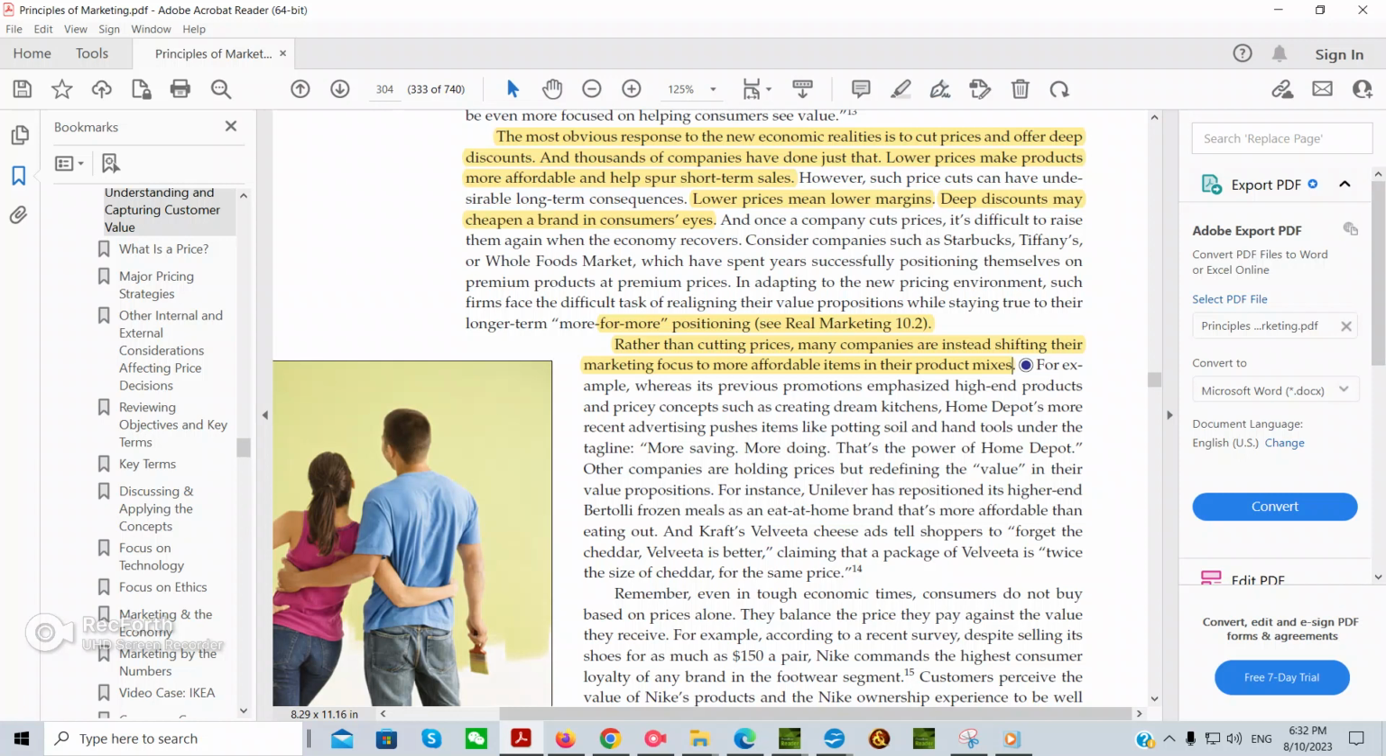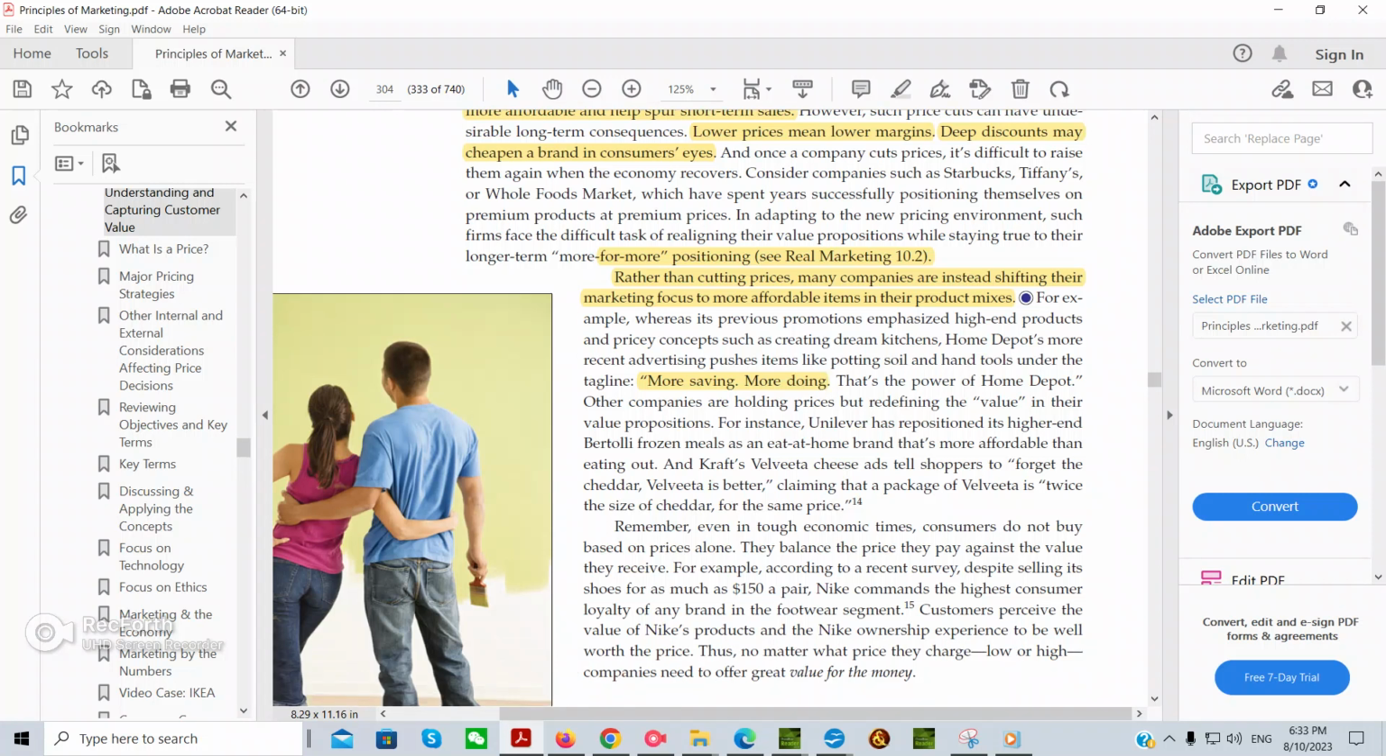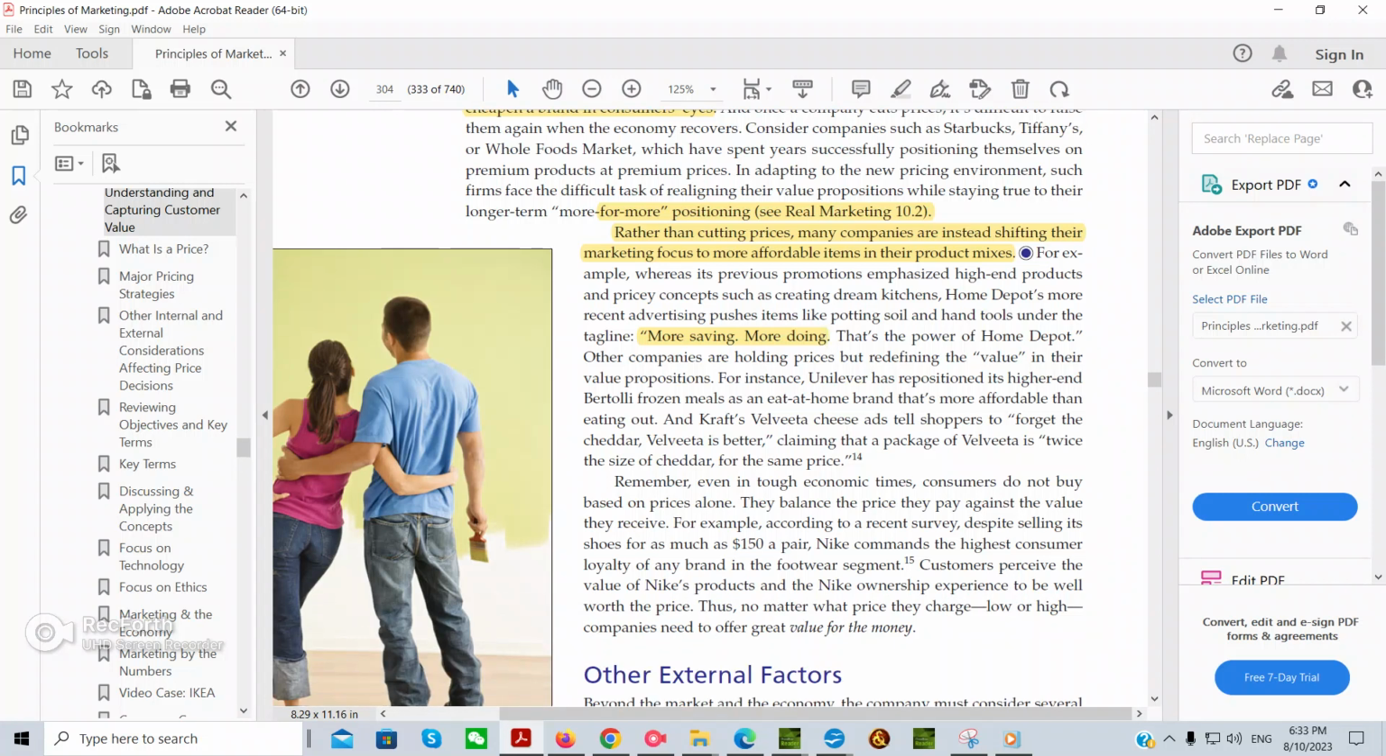Sometimes they put it in slogans such as "more savings, more doing." Home Depot said, "the more savings, the more doing." That's the power of the Home Depot. Basically you're getting a savings, which means you're getting it for cheaper than before, or cheaper than somebody else. So that already implies a price value. You understand?